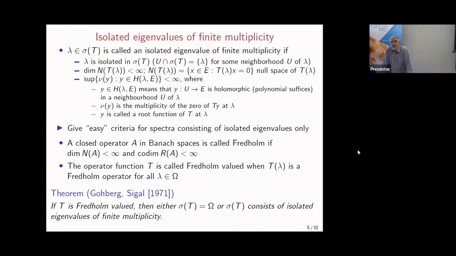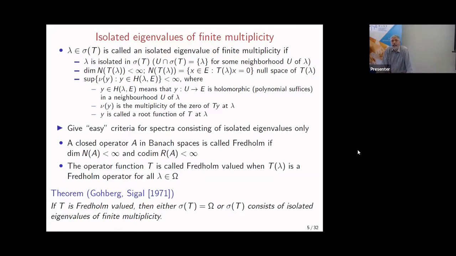So we are looking in particular at isolated eigenvalues of finite multiplicity. So what does it mean? We have an isolated eigenvalue of finite multiplicity if lambda is isolated in the spectrum of T, the dimension of the null space of T of lambda is finite, and the supremum of mu of y, where y in H of lambda E, is less than infinity.